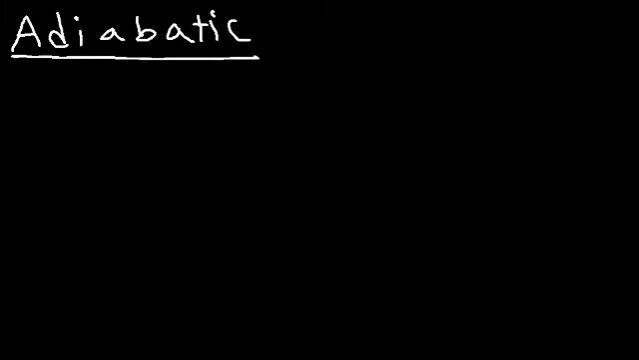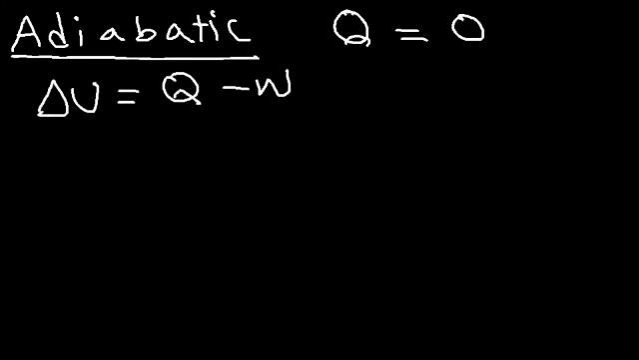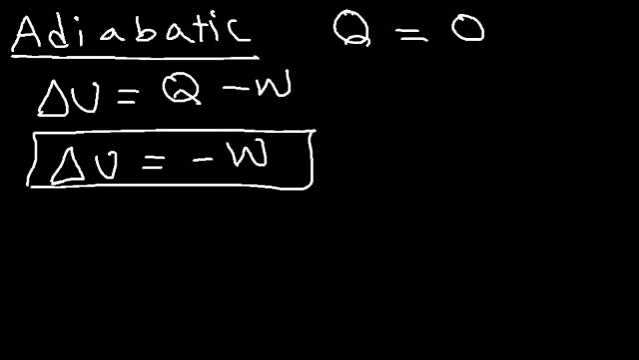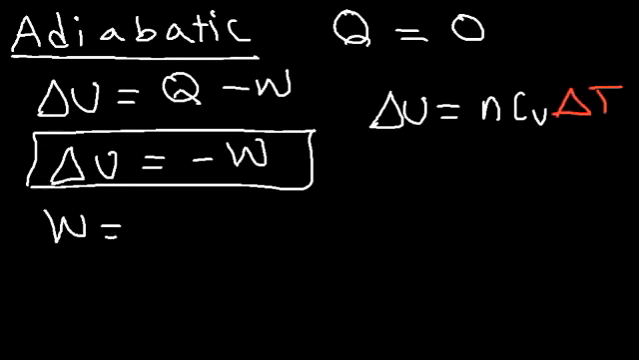In this process, the insulation is either very, very good, or the process happens so quickly that heat doesn't have enough time to enter into or out of the system. So for an adiabatic process, Q is approximately equal to 0. And if that's the case, that means that delta U is equal to negative W, since Q is 0. So we know we could find delta U using this equation, nCv delta T, for any process. That means that you can also find the work using the equation negative nCv delta T.